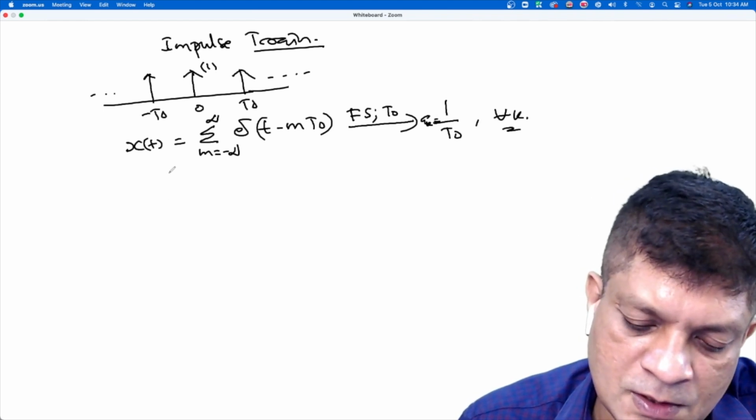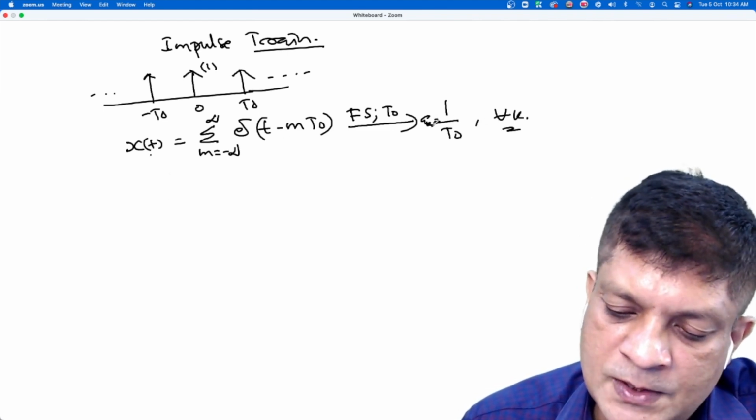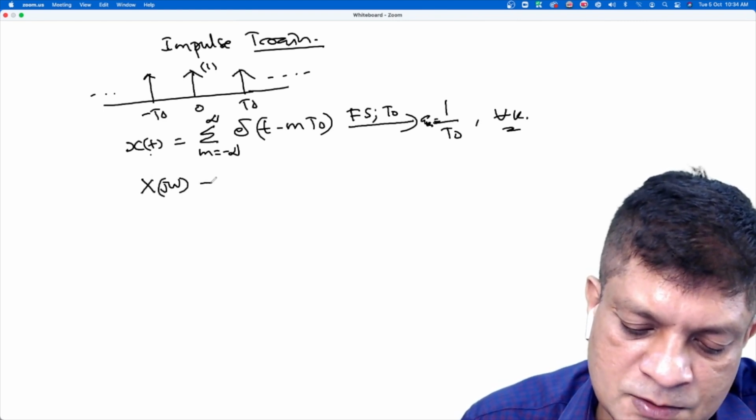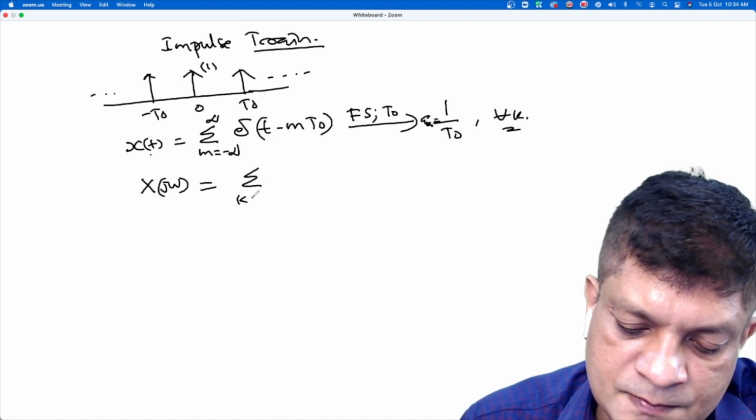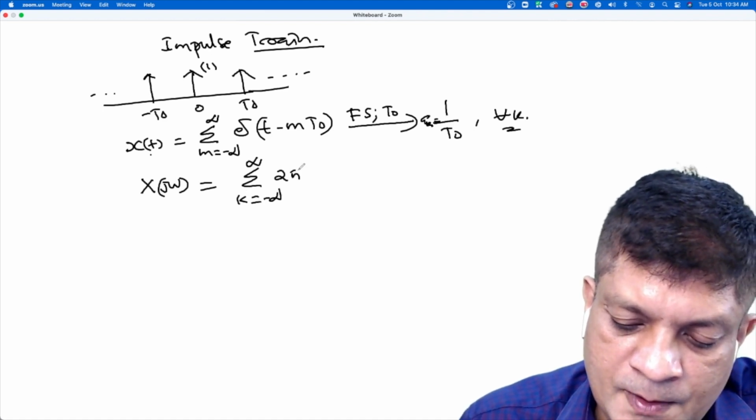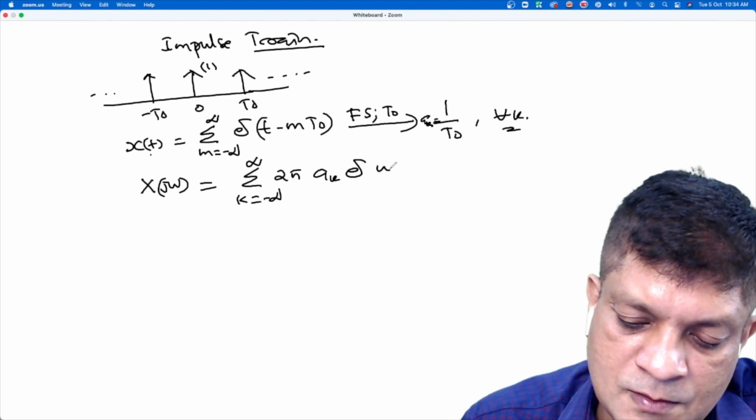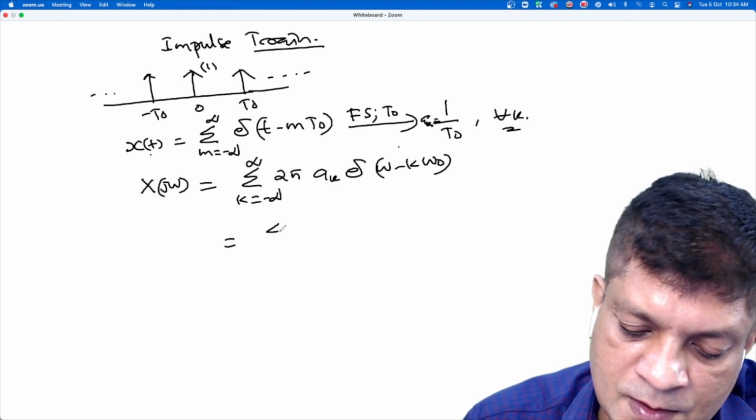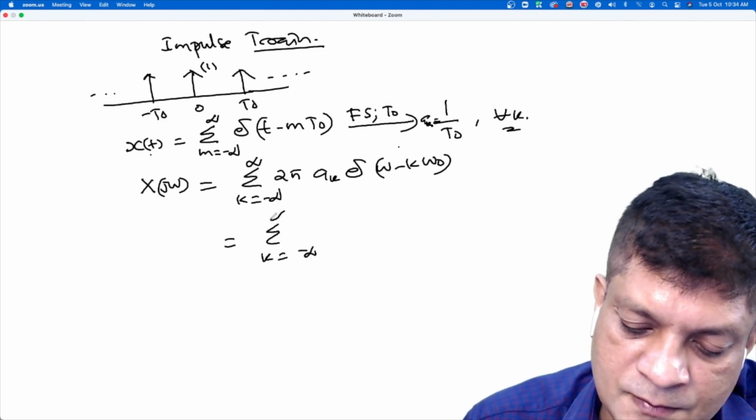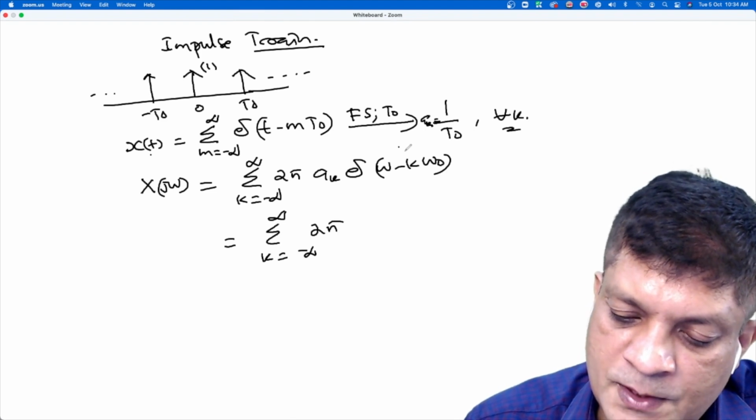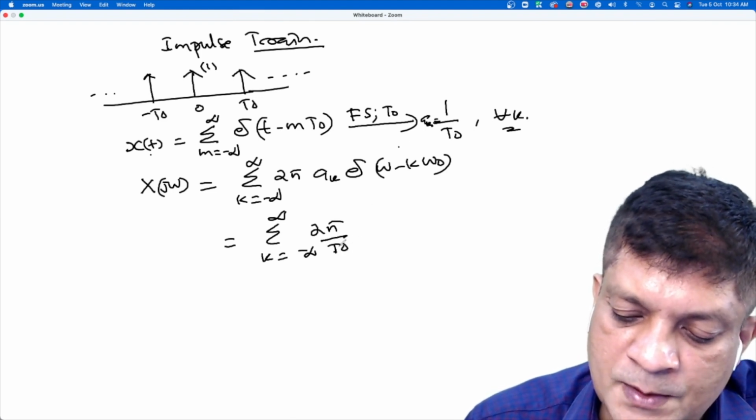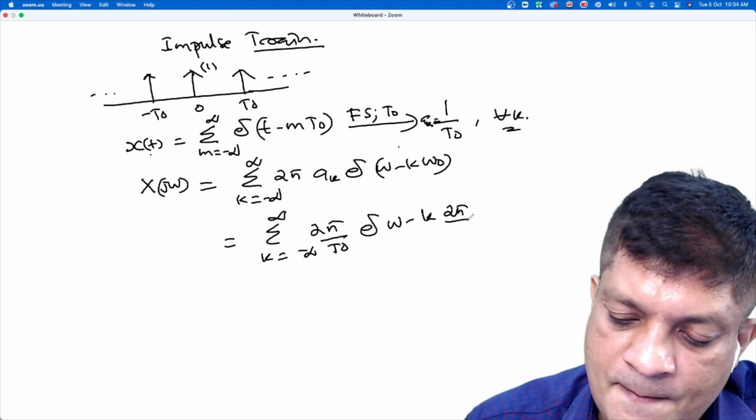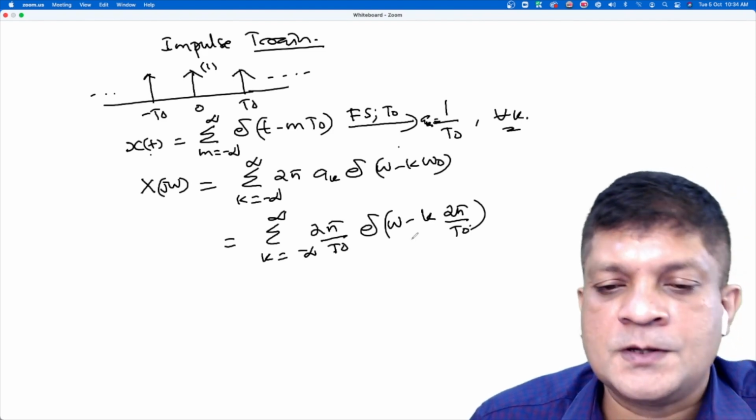Now we know this relation. If x(t) has Fourier series coefficients ak, then its Fourier transform X of j omega is the sum of 2 pi ak delta omega minus k omega naught. Now if we substitute this value here, we get the sum from minus infinity to infinity of 2 pi ak, where ak is 1 by t naught. So 2 pi by t naught delta omega minus k omega naught. What is omega naught here?